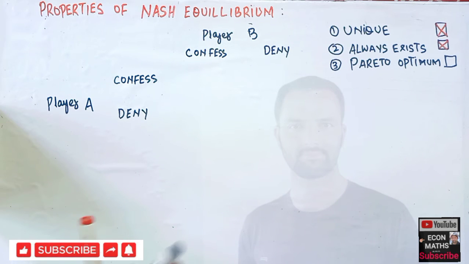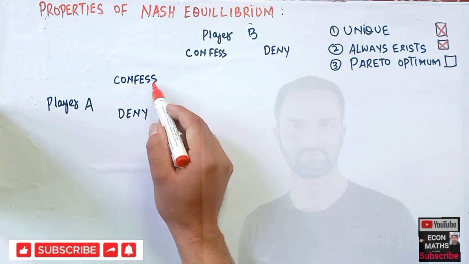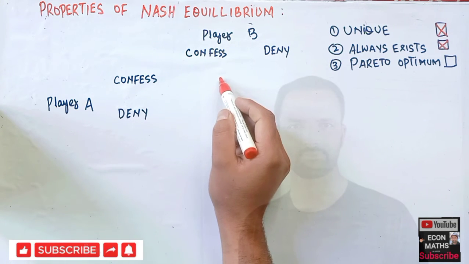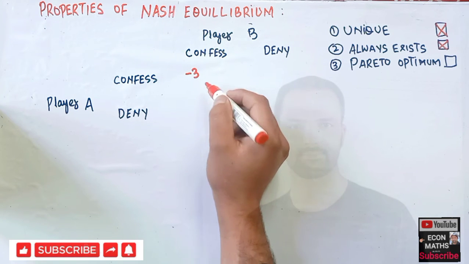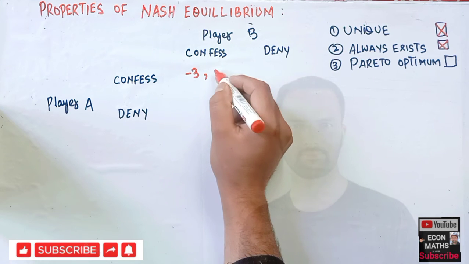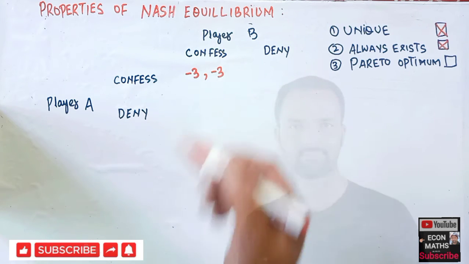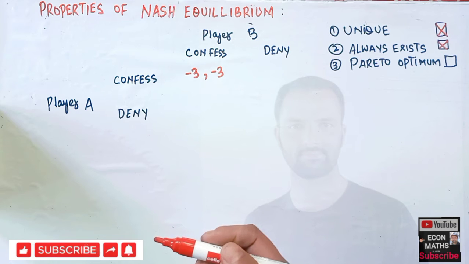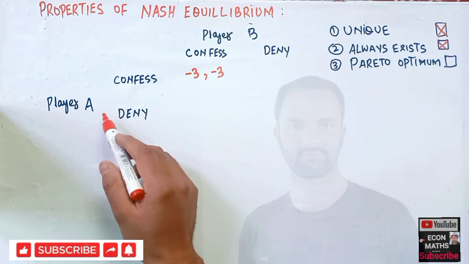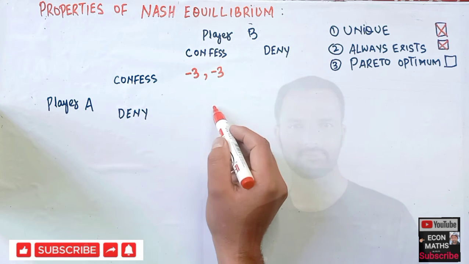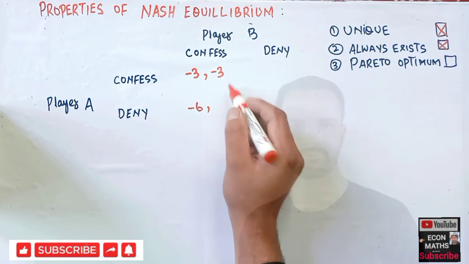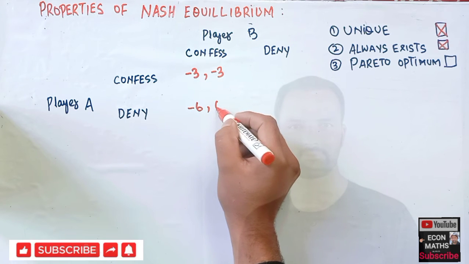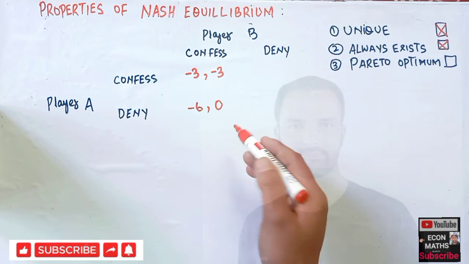Okay, now let's draw the payoff for this very game. Let us say if player A confesses and player B also confesses, then player A gets -3, that is 3 years of imprisonment, and player B also gets -3, that is 3 years of imprisonment. Similarly, when player A denies and player B confesses, player A gets 6 years of jail or imprisonment, and player B gets 0 years of jail. So he is freed there.